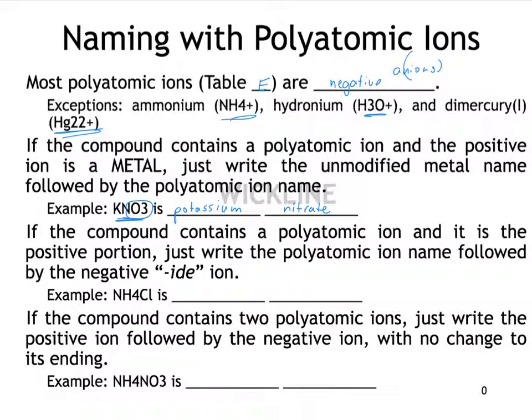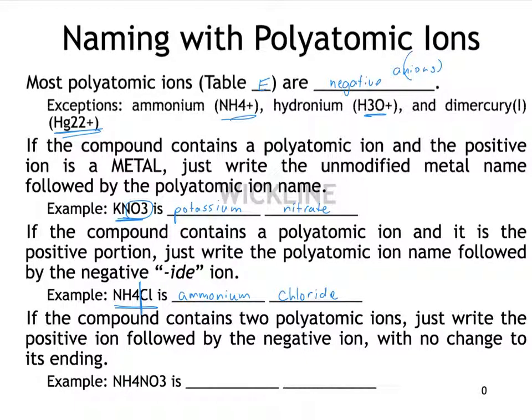So let's say, for instance, that the compound is like this one, where you have your polyatomic ion at the beginning of the compound. That's our ammonium ion. Then in that case, you just need to name the positive ion, whatever it is, from table E, so ammonium, and then you would name the negative ion with an -ide at the end.